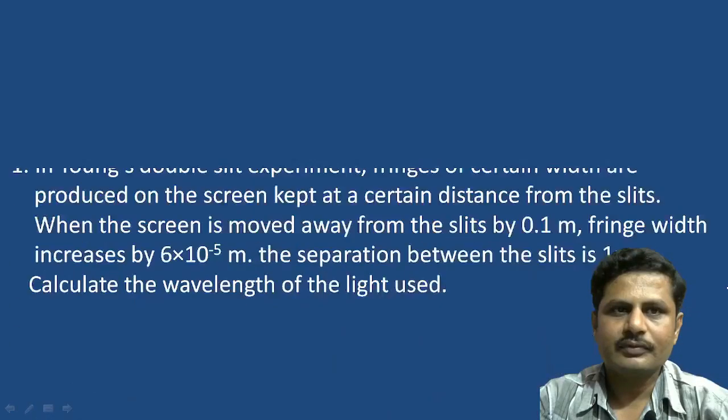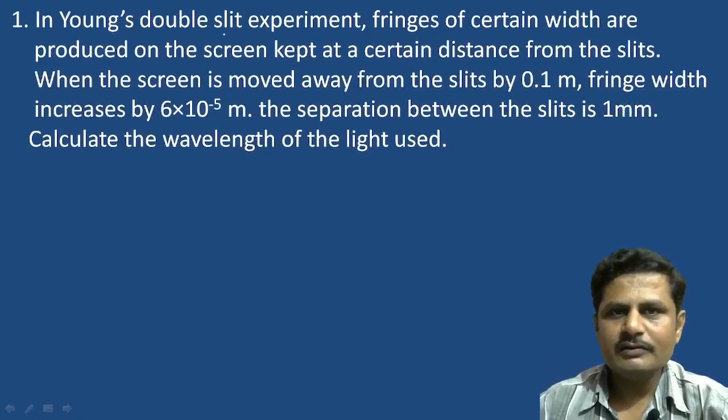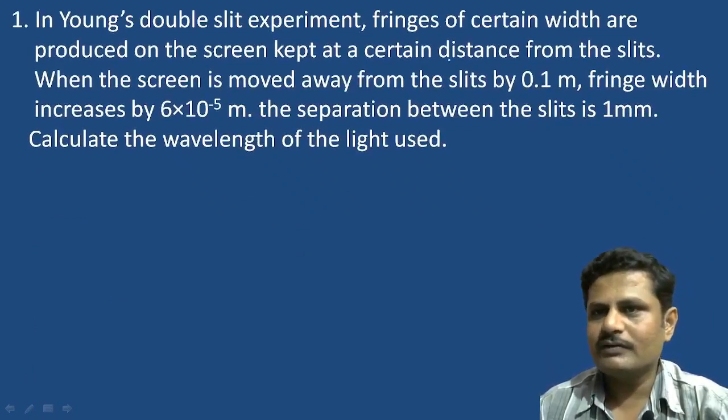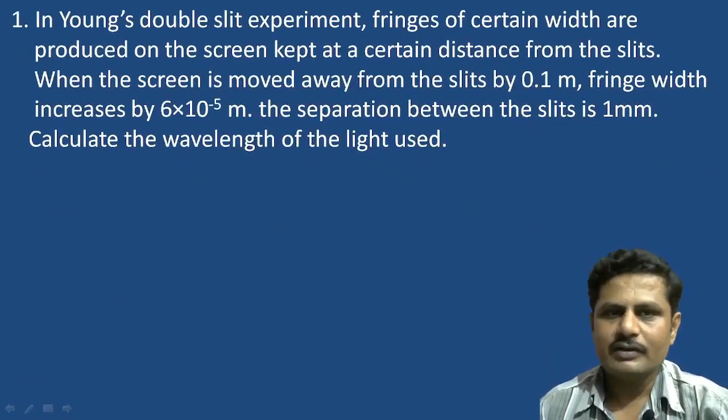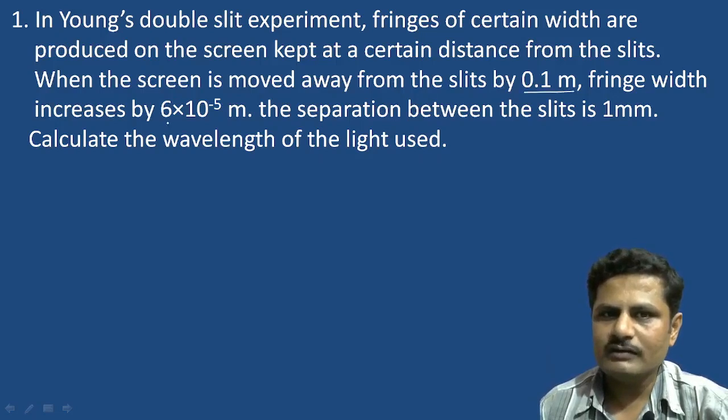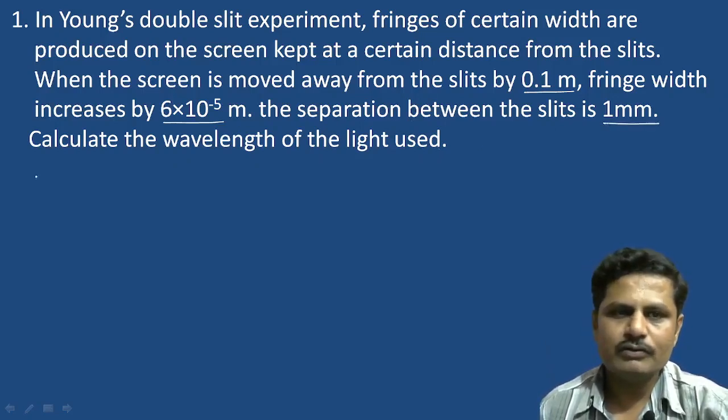In Young's double slit experiment, fringes of certain width are produced on the screen kept at a certain distance from the slits. When the screen is moved away from the slits by 0.1 meter, fringe width increases by 6 into 10 raised to minus 5 meter. The separation between the slits is 1 millimeter. Calculate the wavelength of the light used.